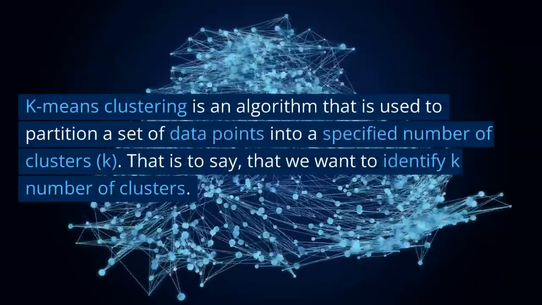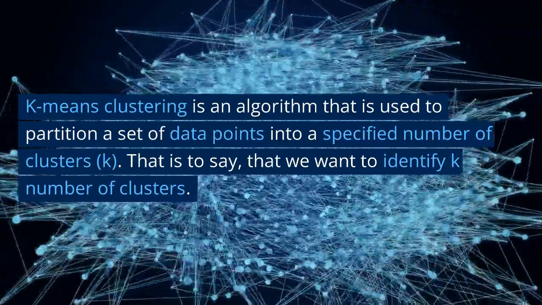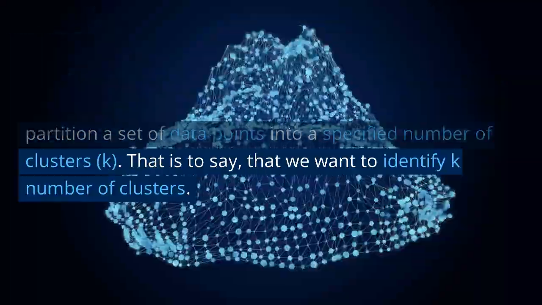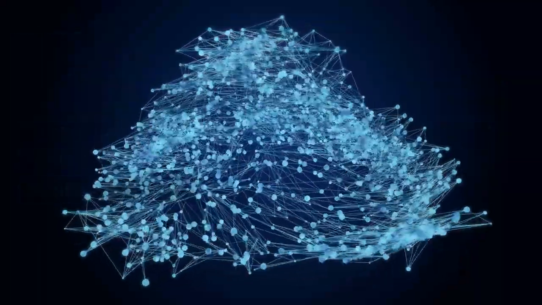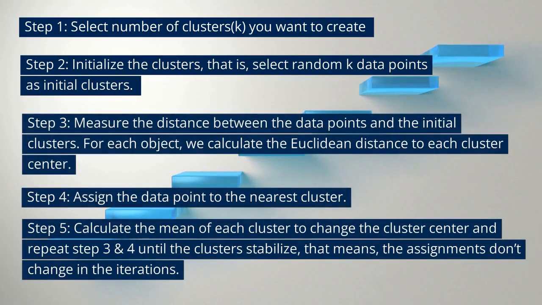K-means clustering is an algorithm that is used to partition a set of data points into a specified number of clusters. That is to say that we want to identify k number of clusters. Let's look into the steps for k-means clustering. We start with selecting the number of clusters that we want to create. The second step is initializing the clusters, that is selecting random k data points which act as the initial cluster center.